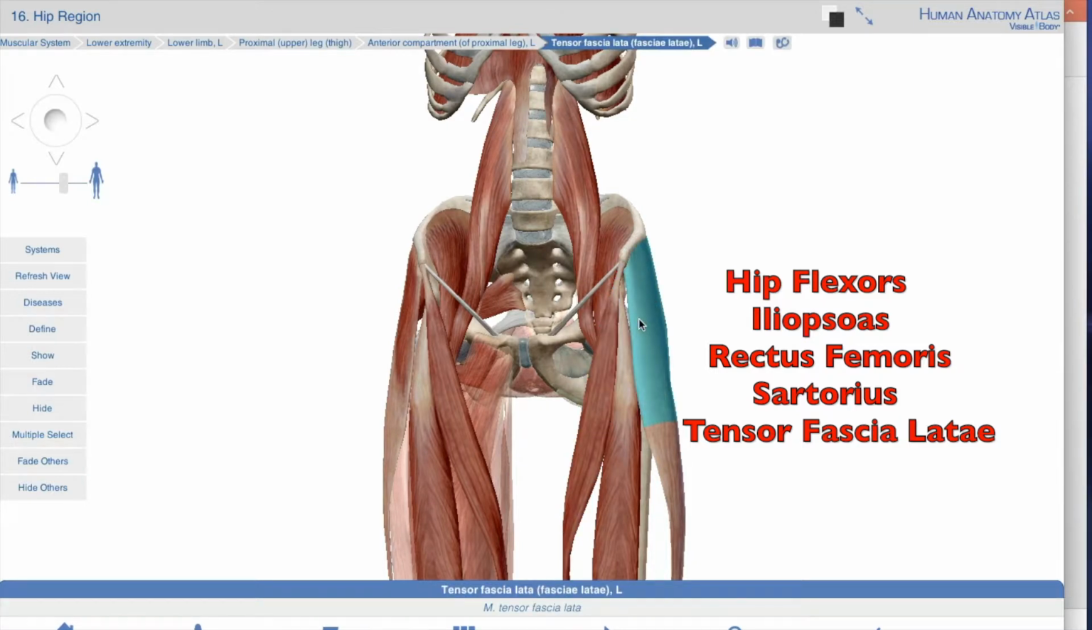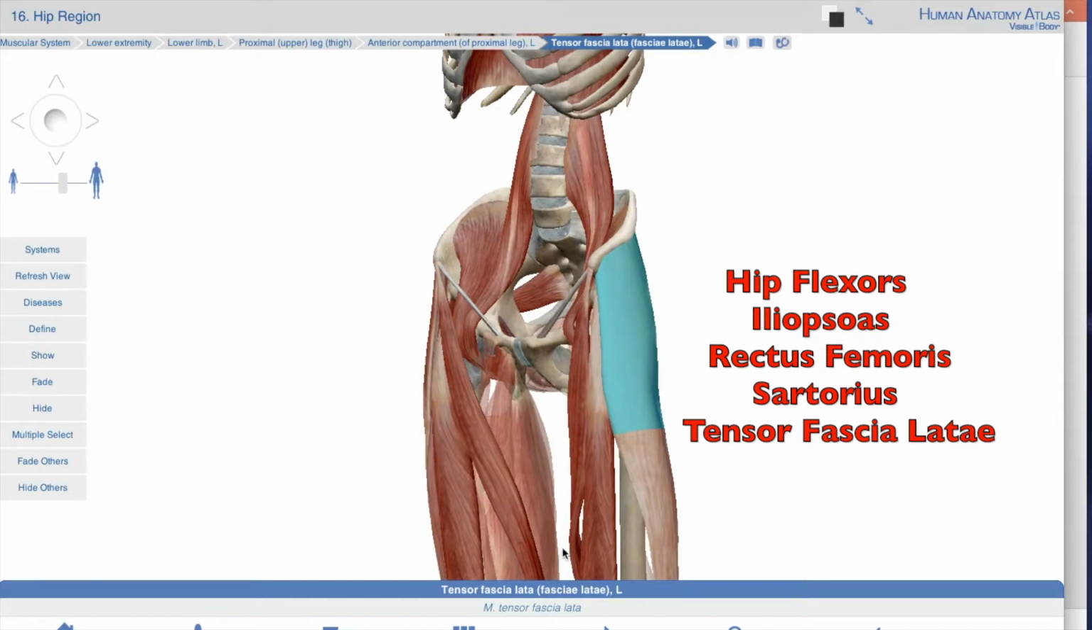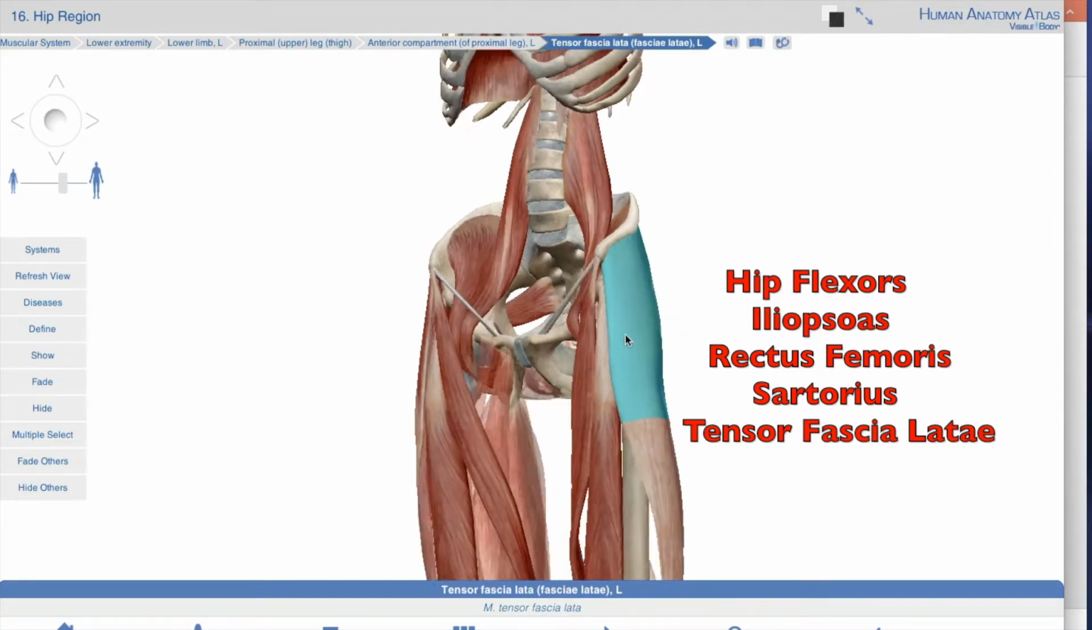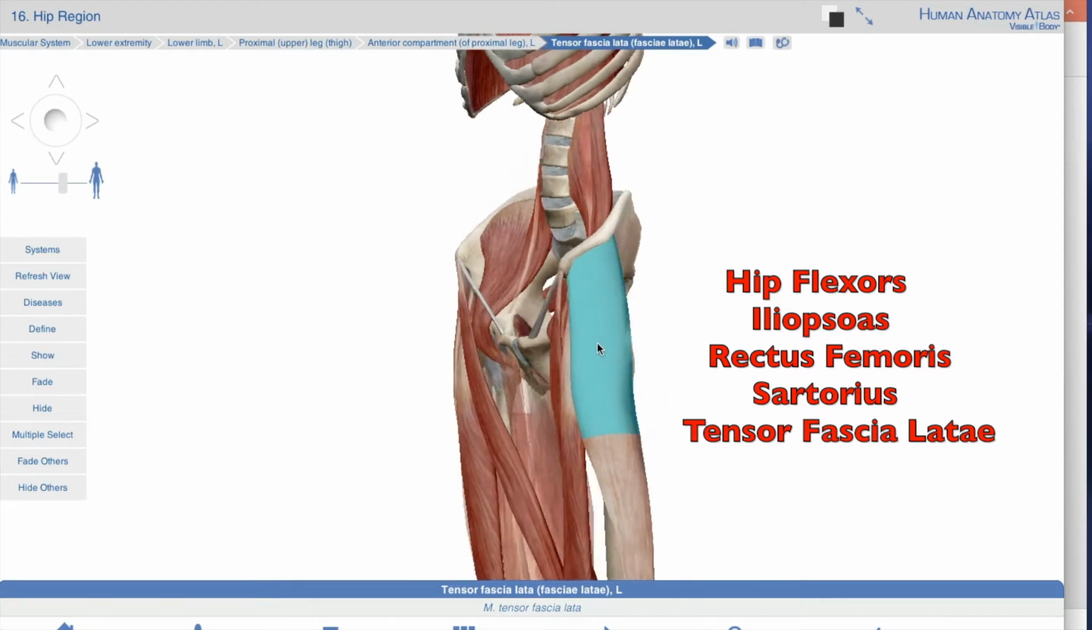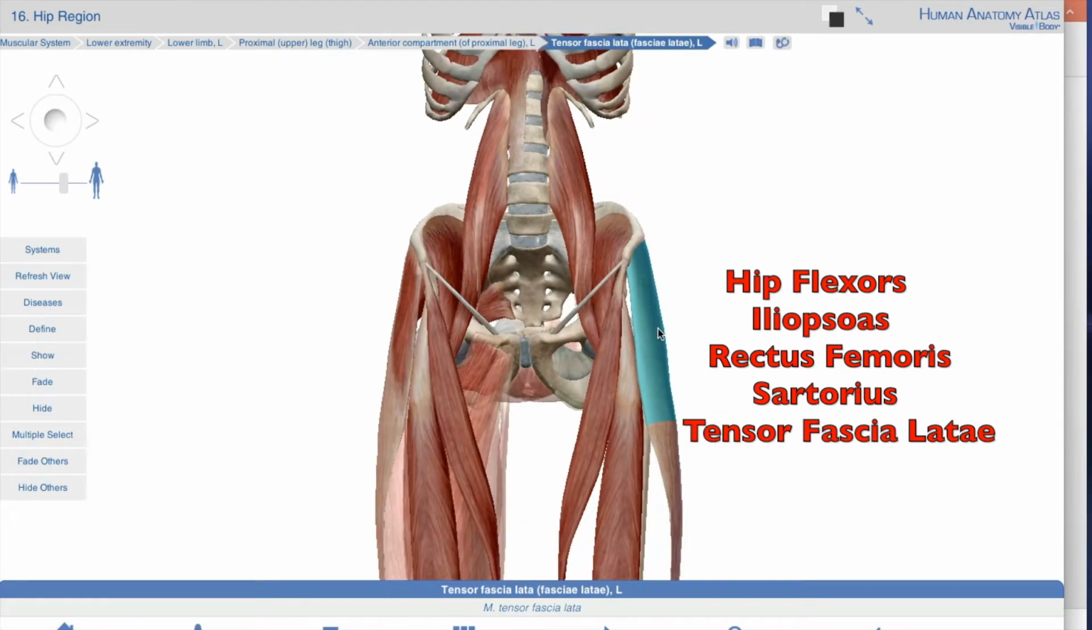And then finally, laterally, we have a muscle called the tensor fascia lata, which is also called the TFL. And it's a bit of a lateral muscle. You can see it would also aid in abduction of the thigh, but the anterior fibers here would also cross anteriorly and be a hip flexor. Those are the anterior compartment muscles of the thigh.